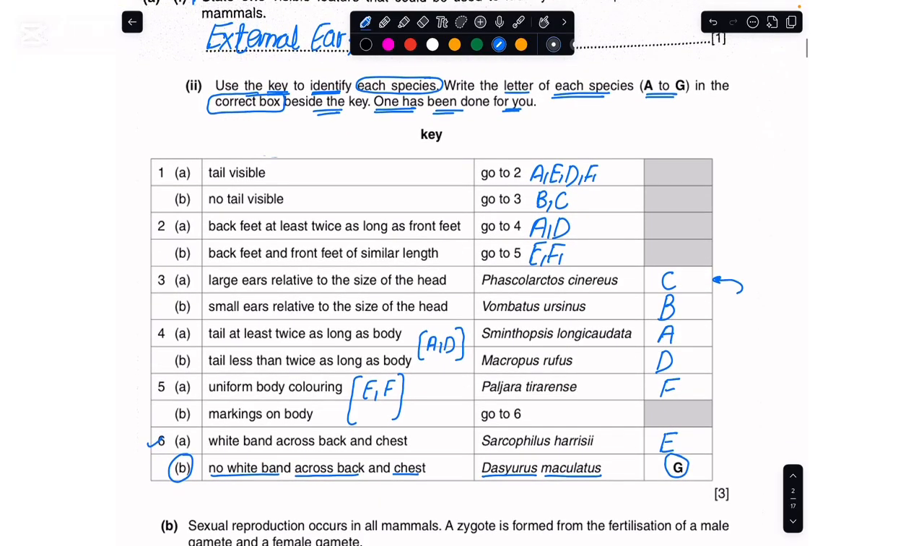Now here, the first part 1A is that the tail is visible, and 1B says no tail is visible. So what you need to do is that for all of the animals that are given above, if their tail is visible, you have to write their letters here for your convenience. And if no tail is visible, you there and then have to write the letter here, and then you have to go accordingly to points 2 and 3 which they have given you here and here.